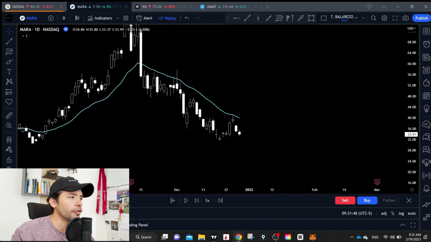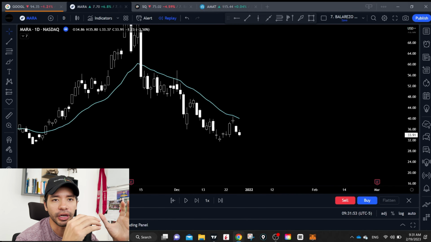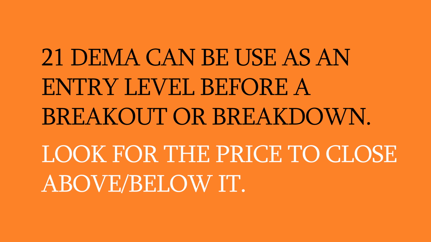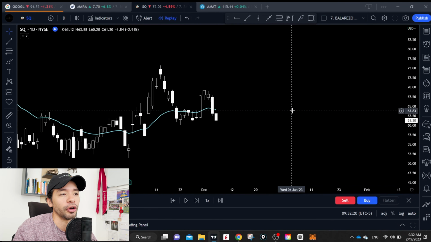Now, if we continue moving forward, something very important is that if you combine the 21 exponential moving average with price structure, it can turn into a really high probability level for entering a position before a trend starts. So we're going to cover an example here in SQ. What I want you to notice is the interaction between the price and the 21 exponential moving average before breaking through the base that we're going to take a look at.